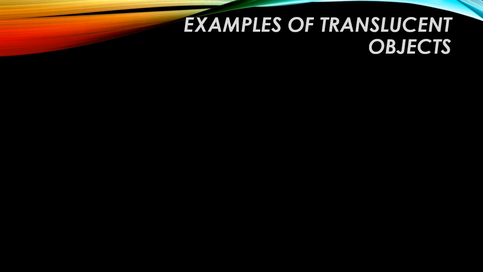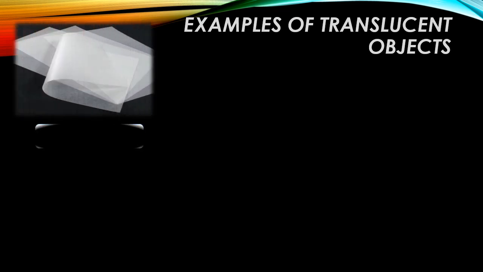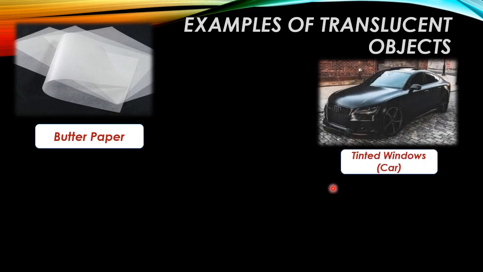Examples of translucent objects. First is butter paper. Most of you have seen the butter paper. This is mostly used in making cakes. Next is tinted windows. Car. In a car you have seen the tinted windows, the black windows. This is called the tinted windows. Means the person sitting inside the car can see any object or any person outside, but the outside person cannot see who is sitting inside. So you can see it partially.